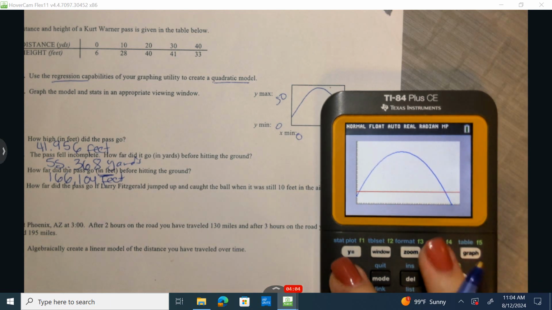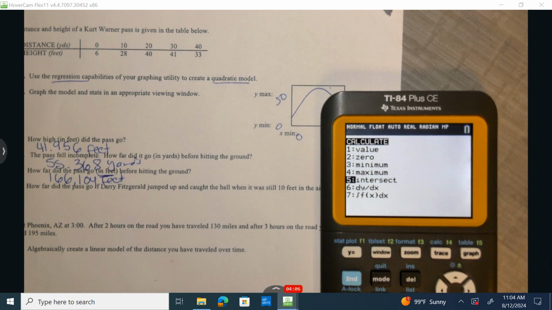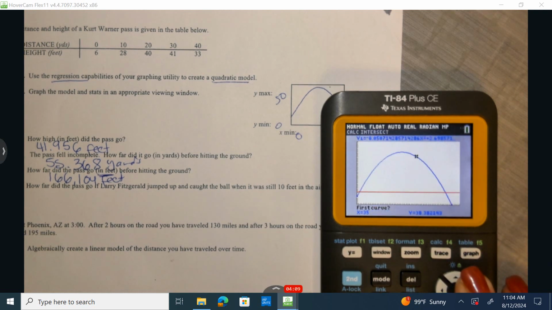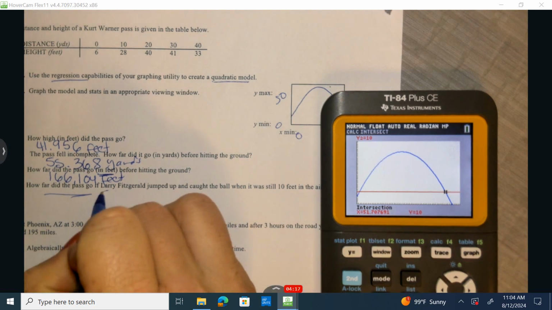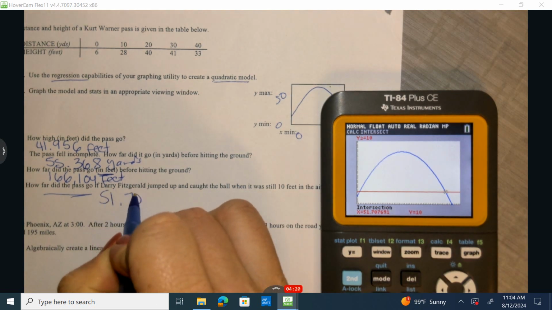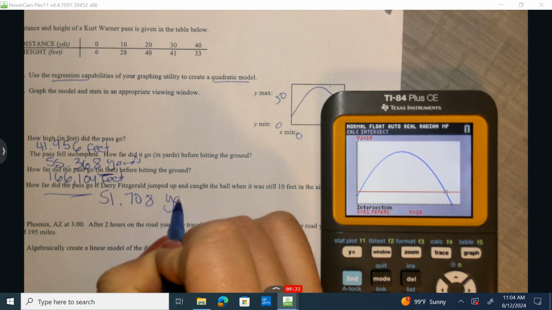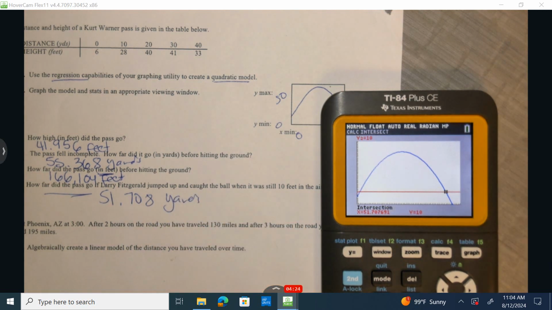We want to know where do these 2 lines intersect. So Second, Trace, Intersect, getting closer to that point, and hitting enter, enter, enter. Okay, so again, how far did the pass go? We're talking the horizontal distance, 51.708 yards before Larry caught it 10 feet above ground.